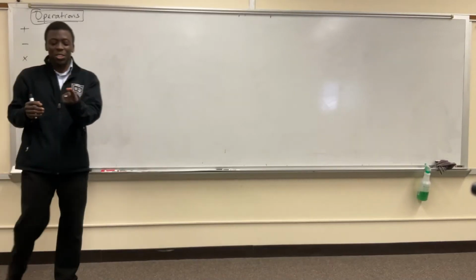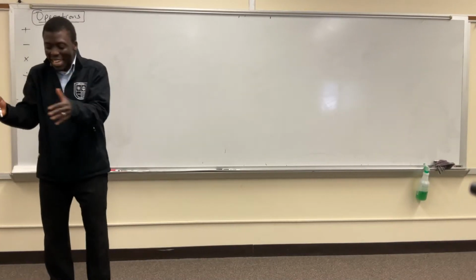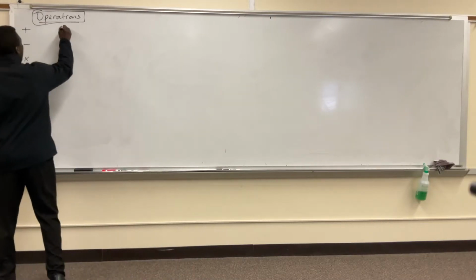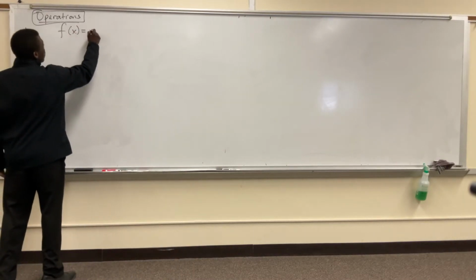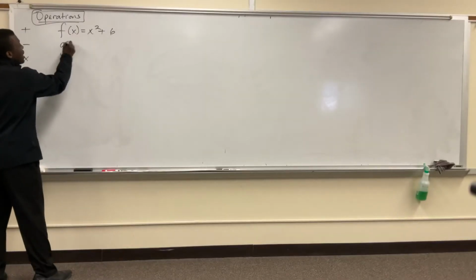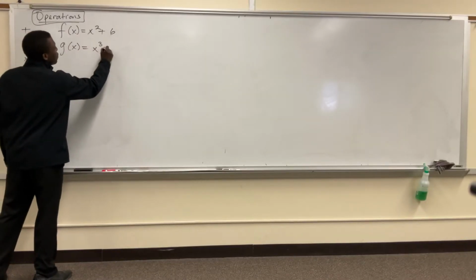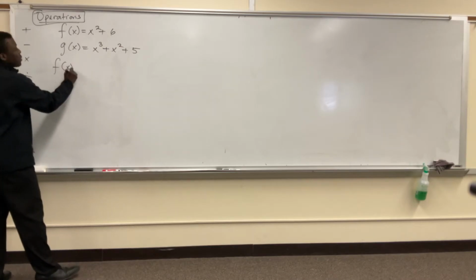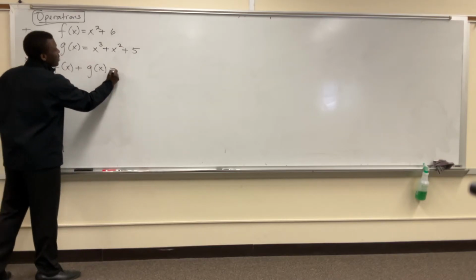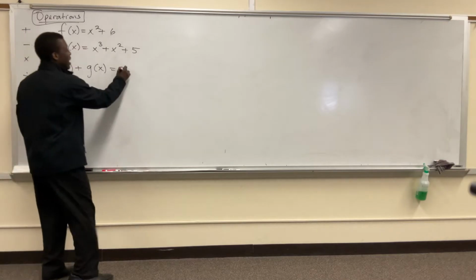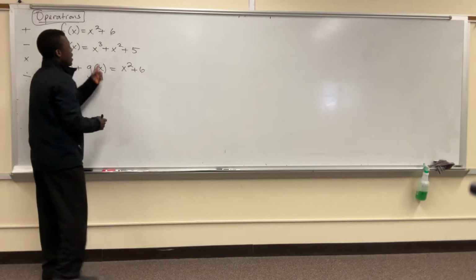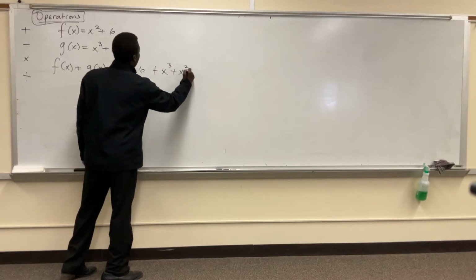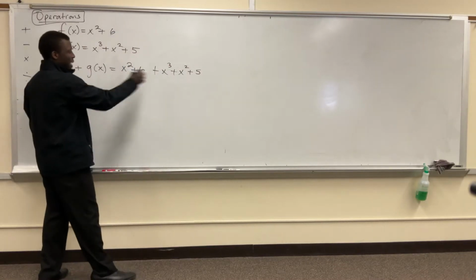So operations of functions basically means that there's functions that can add, subtract, multiply, and divide. And so when we have f of x is equal to x squared plus 6, and g of x is equal to x cubed plus x squared plus 5, and somebody says, what is f of x plus g of x? Then we take f of x, which is x squared plus 6, and we add it to g of x, which is x cubed plus x squared plus 5, and then we add that all together.